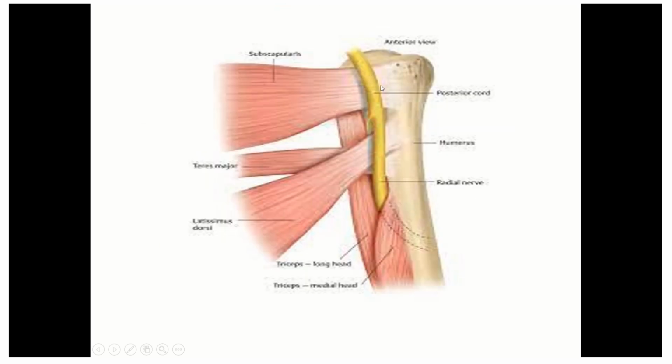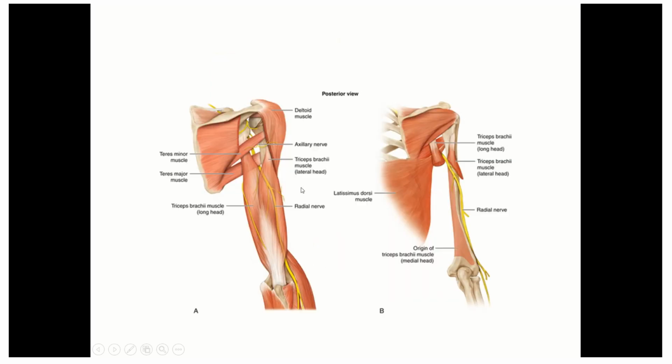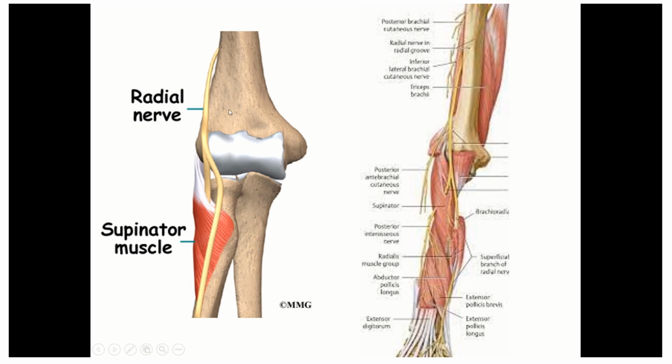You can see this is the posterior cord and this is the radial nerve in the lower triangular space. You can see the radial nerve in the spiral groove. Then the radial nerve pierces the lateral intermuscular septum, and at the level of the lateral epicondyle, the radial nerve divides into a deep branch and a superficial branch. The deep branch passes between the two strata of the supinator muscle, and the superficial branch continues beneath the cover of brachioradialis.